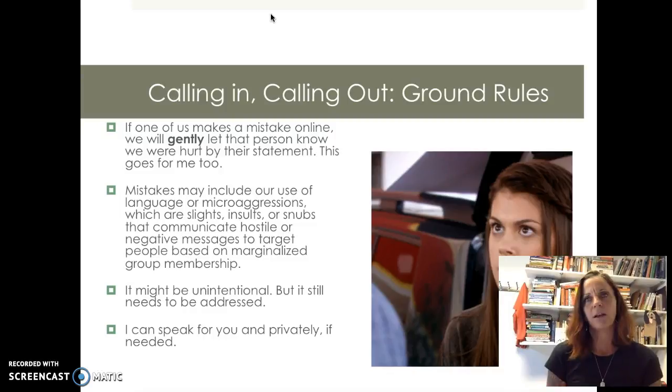Some ground rules that I wanted to point out is this idea of calling in, calling out. Sometimes when we're online and we post things, we can come off a different way than if you were in person and you could hear the tone of voice. So we want to make sure we're careful with each other. If you do feel offended by anything anyone has said, try to gently let that person know, or if you don't feel comfortable, let me know and I can help with that. If you really make a mistake and you regret a posting or something, I can remove it for you. And I can also just speak on your behalf privately.